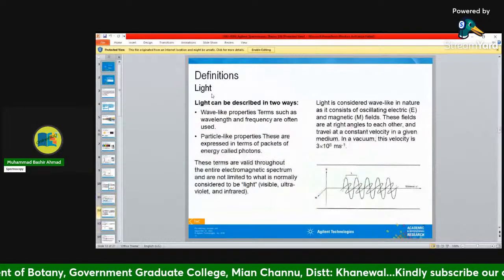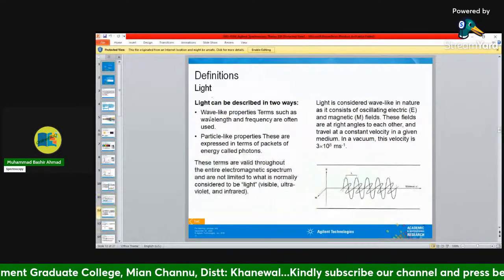Definitions: light. What is light? Light can be described in two ways.